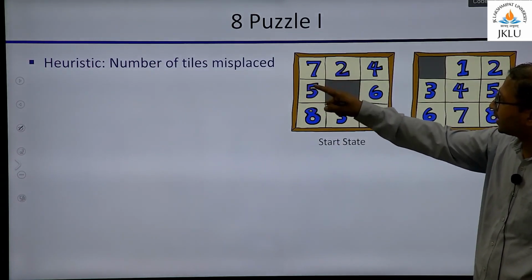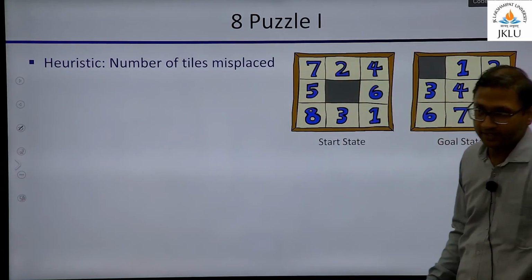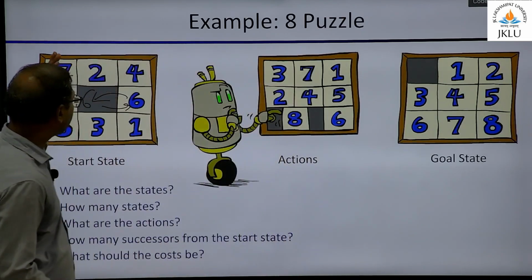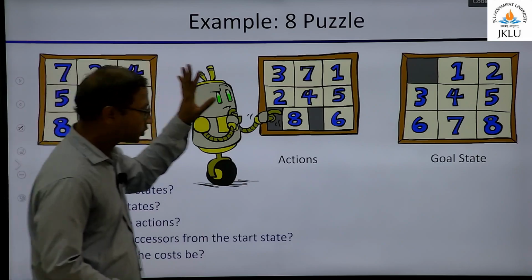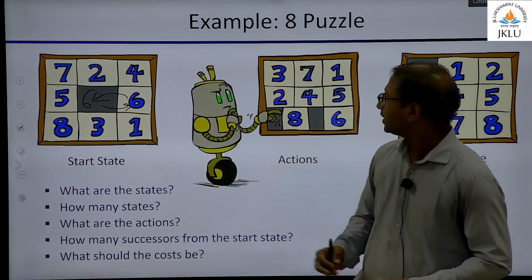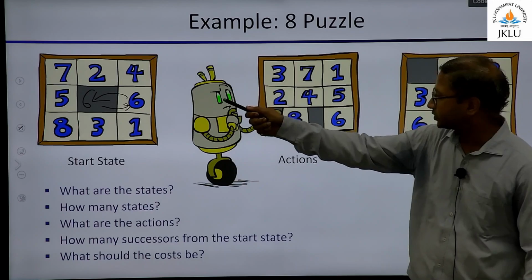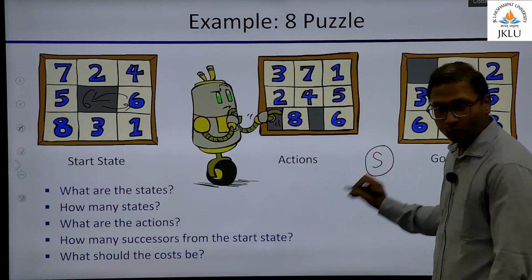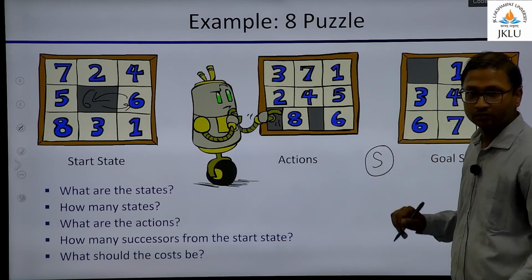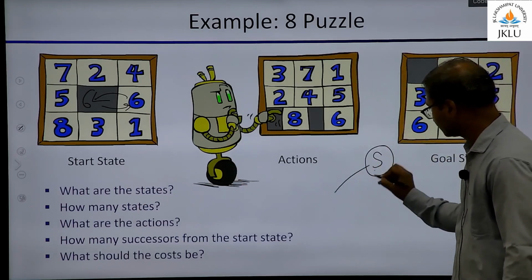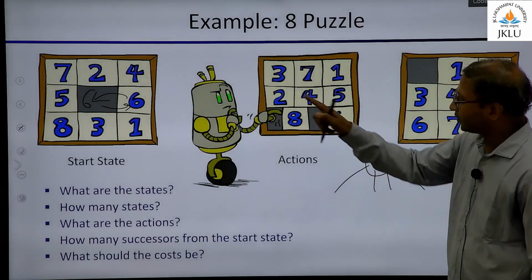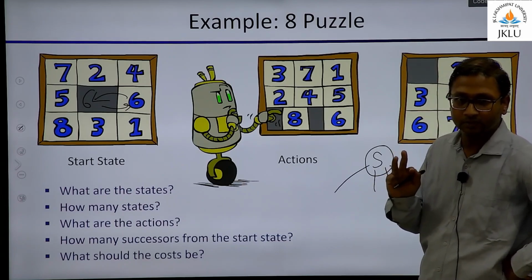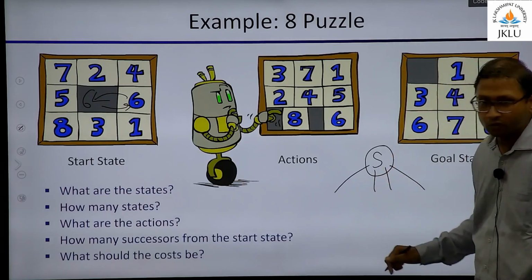Heuristic is the number of tiles misplaced. So first tell me, how will you start from this state and reach the goal state? Draw this once. So whatever it is, this is my start state. How many children for this node? 4. Wherever I go, how many children will be there? 3. Okay. 3 for everyone and so on.